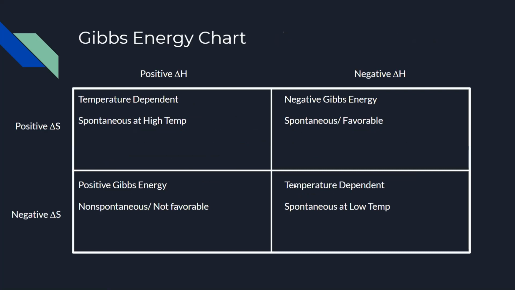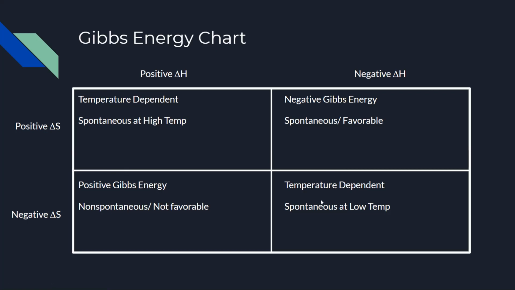So when you have positive delta H and positive delta S, you're temperature dependent, or spontaneous at high temperatures. When you have positive delta H and negative delta S, you have positive Gibbs energy, and this is non-spontaneous. When you have negative delta H and positive delta S, you have negative Gibbs energy and you're spontaneous. So this is our perfect reaction right here, negative delta H and positive delta S. And this is our opposite, non-spontaneous reaction.